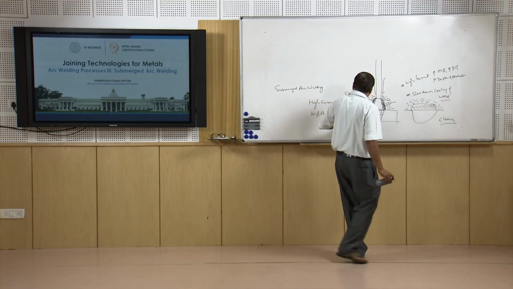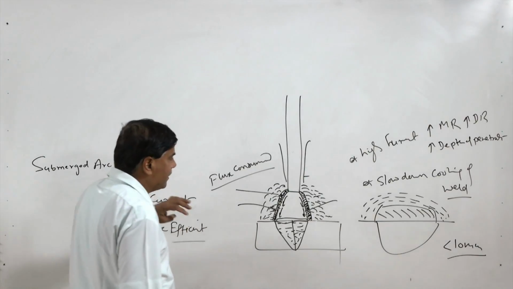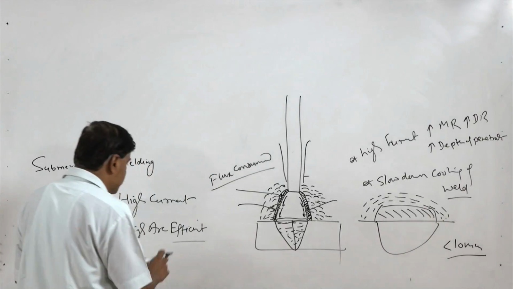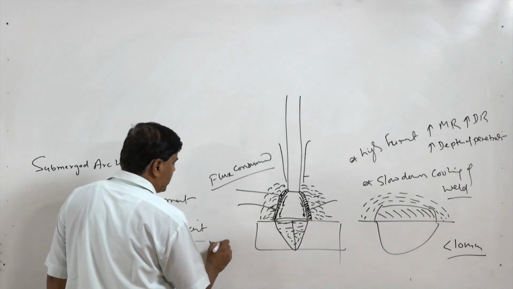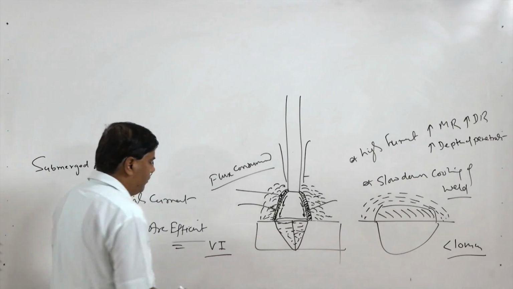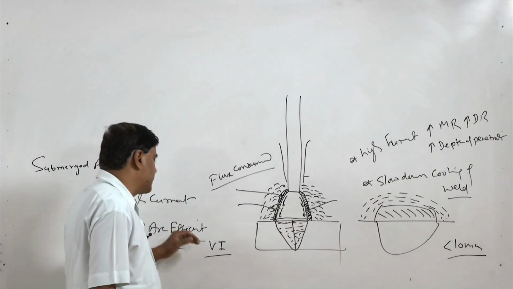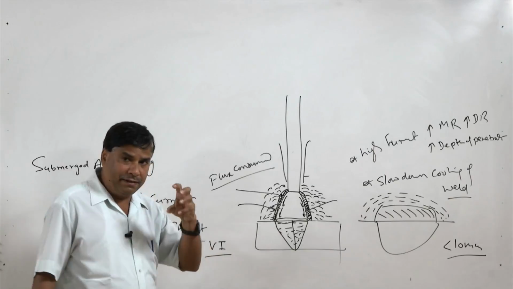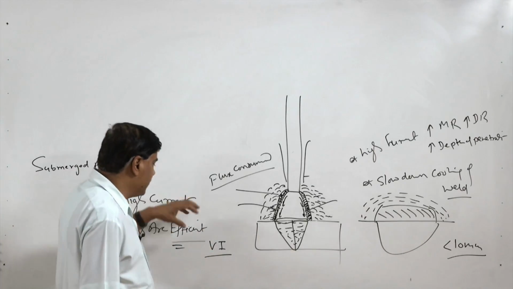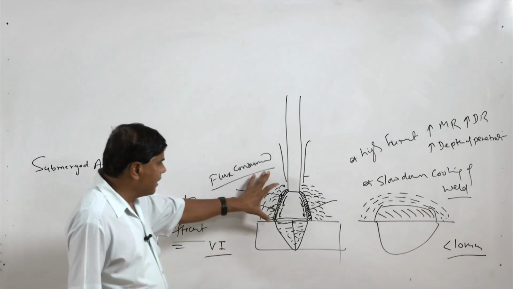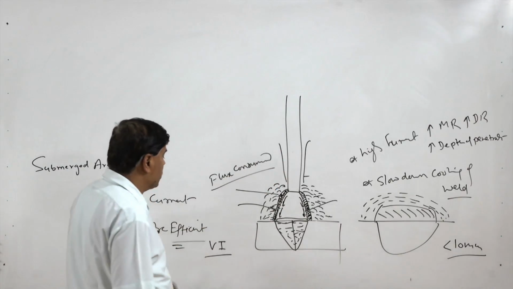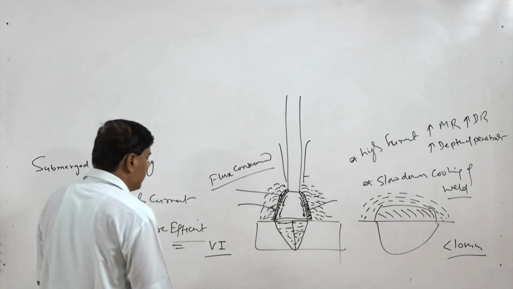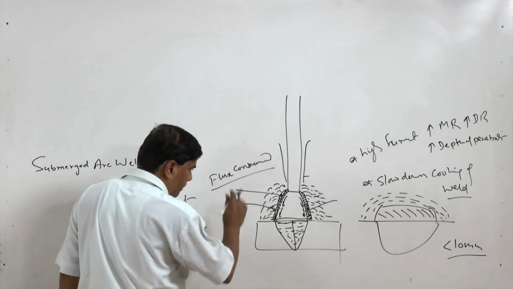So, to understand the higher arc efficiency, what we need to see is that we are supplying the energy in the form of VI. The heat being delivered to the welding arc is VI, where V is the arc voltage and I is the current, and how much portion of this VI, meaning the power of the arc, is being used.